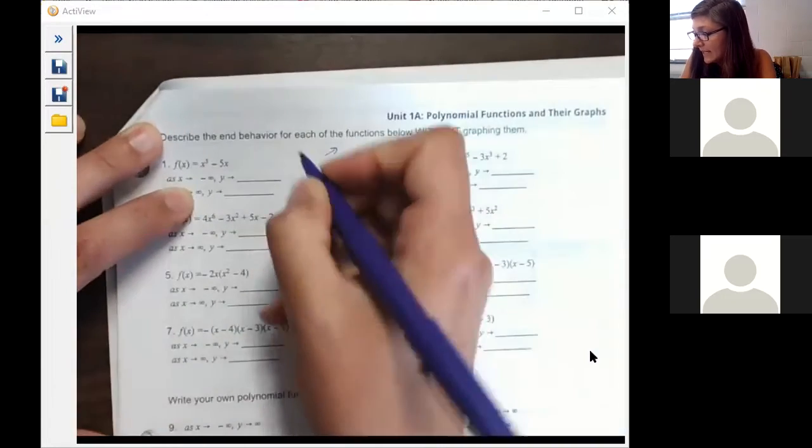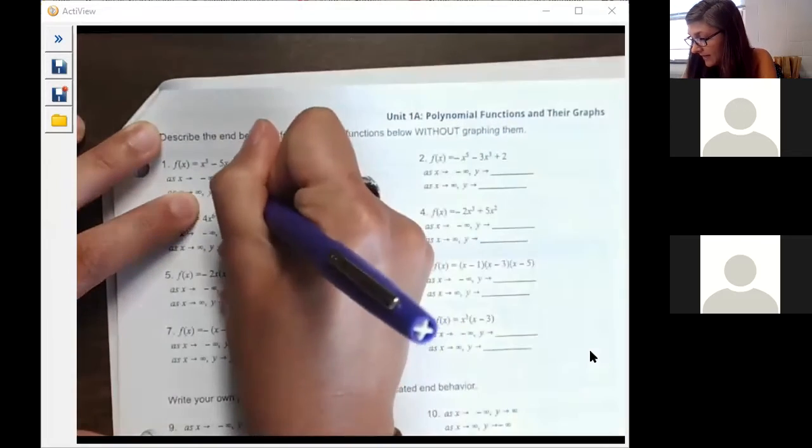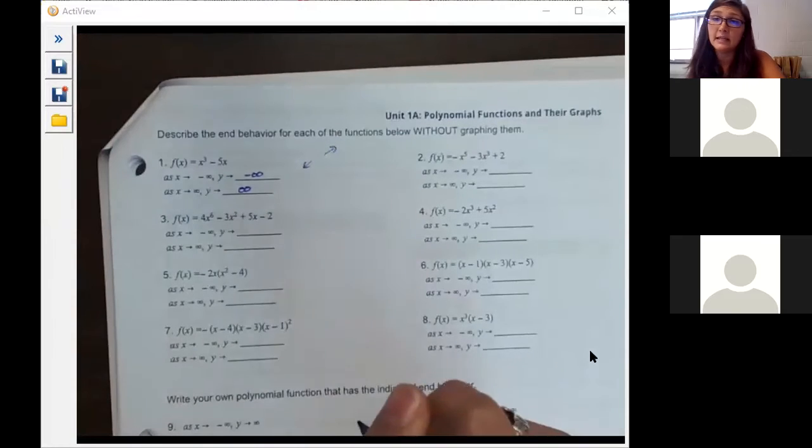So the left end is going down. This would be negative infinity. The right end is going up. That would be positive infinity. And that's all there is to end behavior.